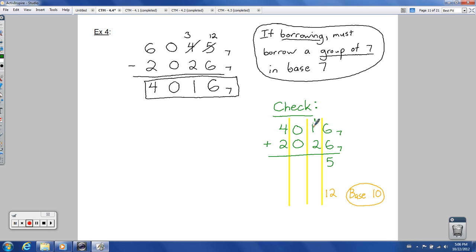And now what's this become? Well, 1 plus 1 plus 2, that's 4. So no need to change that. That's already good to go in base 7. So this would be a 4.